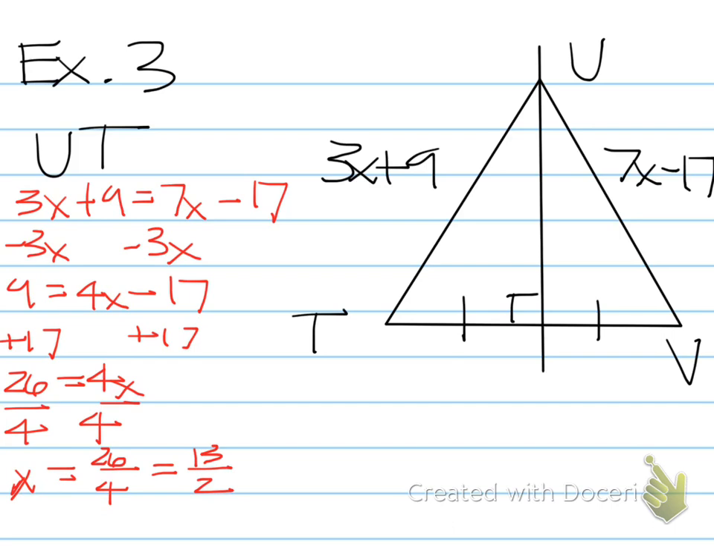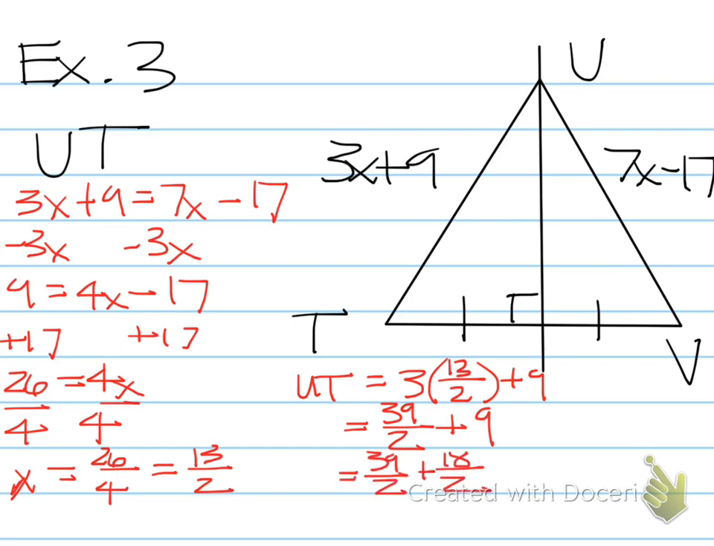And then to solve for UT, we're going to plug in the value 13 over 2 for x into that expression for UT. We get 39 over 2 plus 9, or 39 over 2 plus 18 over 2, which is 57 over 2.